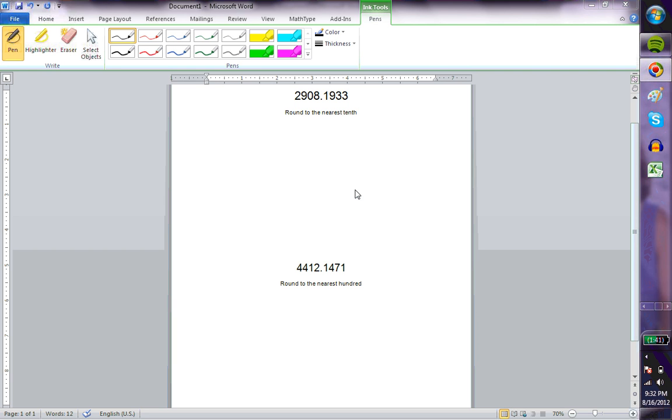So, we have two numbers here, and we're going to start with the first problem. 2908.1933, and rounding to the nearest tenth. Well, right here is the tenths place. And, anyways, what does round even mean?